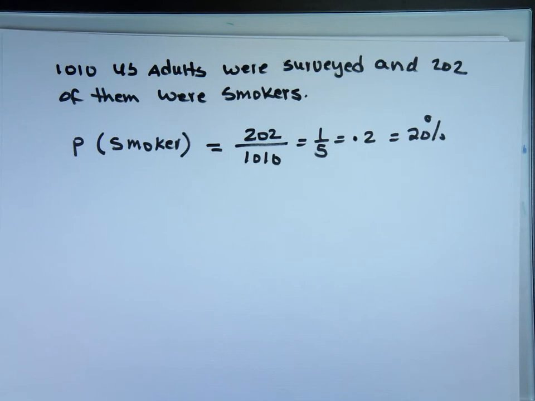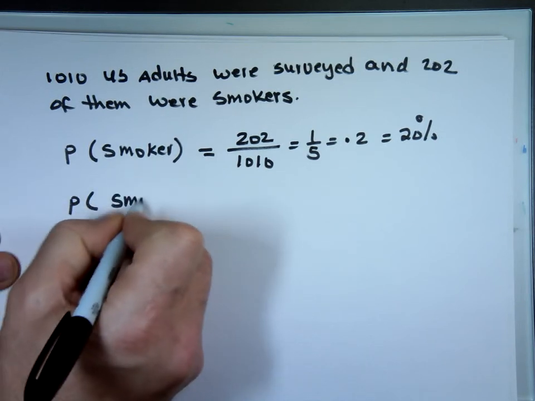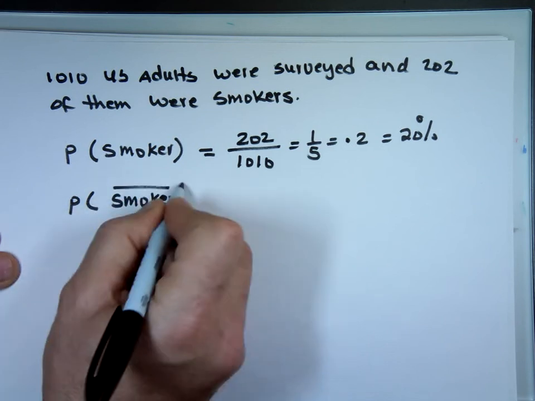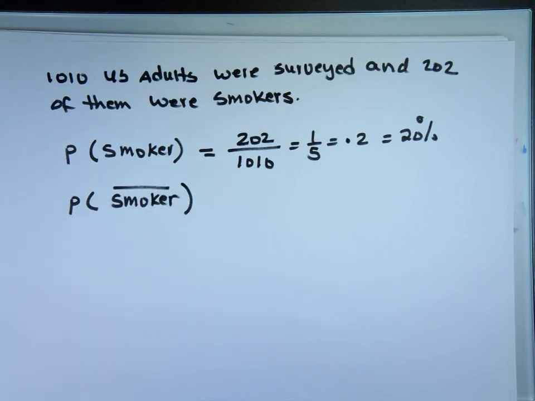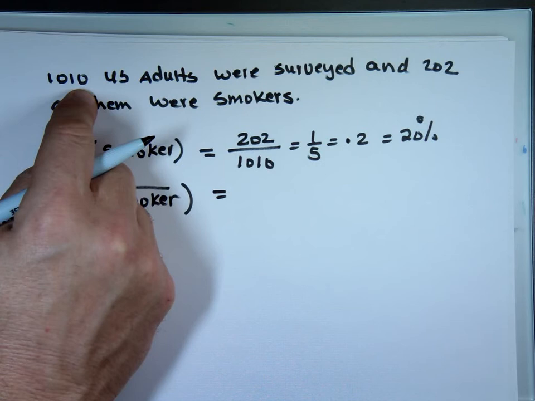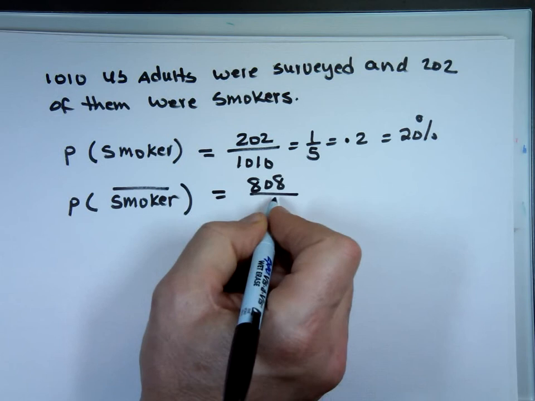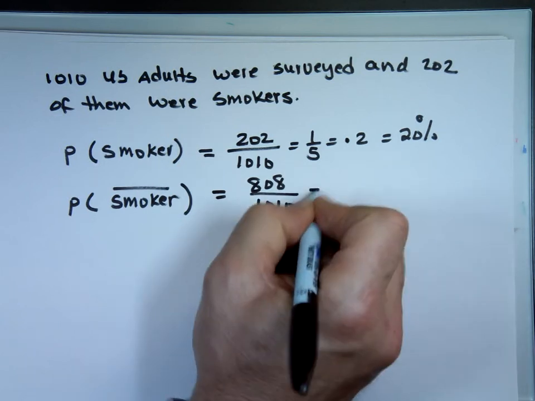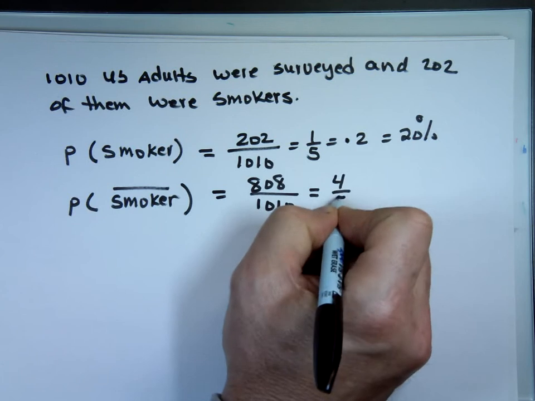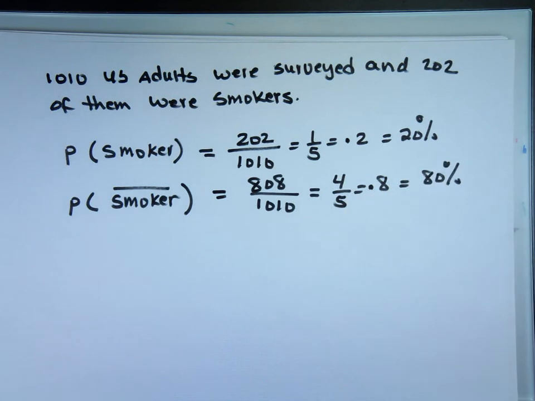What's the probability the person in the US, an adult, is not a smoker? Well, how many are not smokers? Oh, 80%? Would it be non-smokers? Correct. So to find that, we go, well, how many people out of the 1,010 are not smokers? 808. Over how many? 1010, which is 4 over 5, and that's 0.8 or 80%. I didn't actually have to do the math here. I did the math to show you that.